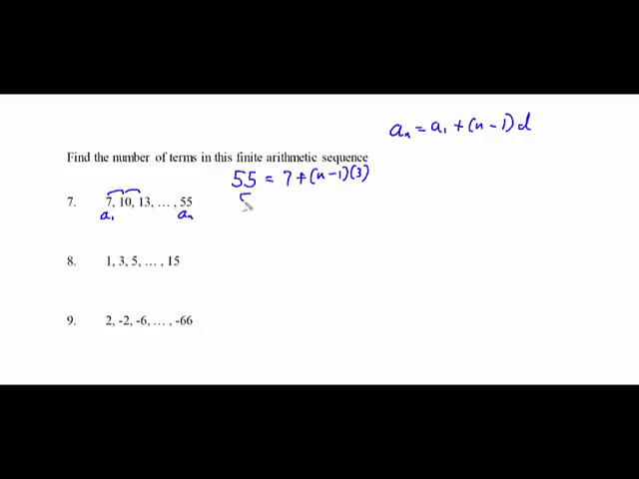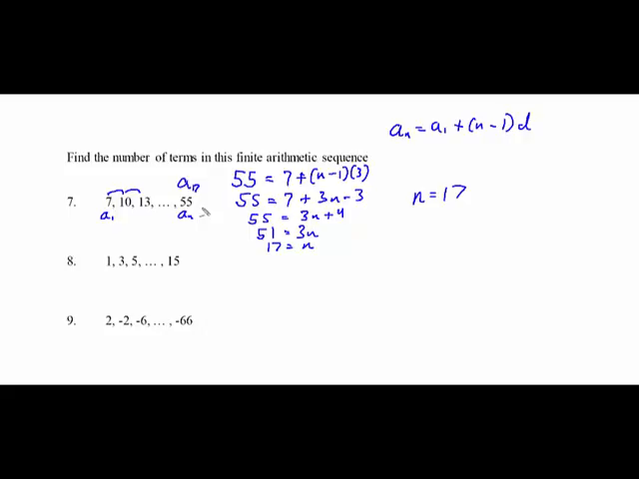So let's continue with the algebra. 55 is equal to 7 plus 3n minus 3. So this is going to be 55 is equal to 3n plus 4. That's 7 minus 3, giving me 4. Subtract the 4 from both sides. 51 is equal to 3n. Dividing both sides by 3, 17 is equal to n, so therefore we have 17 terms in the sequence. So if I wrote out 7, 10, 13, and then went up by 3s, this would be the 17th term of this arithmetic sequence.